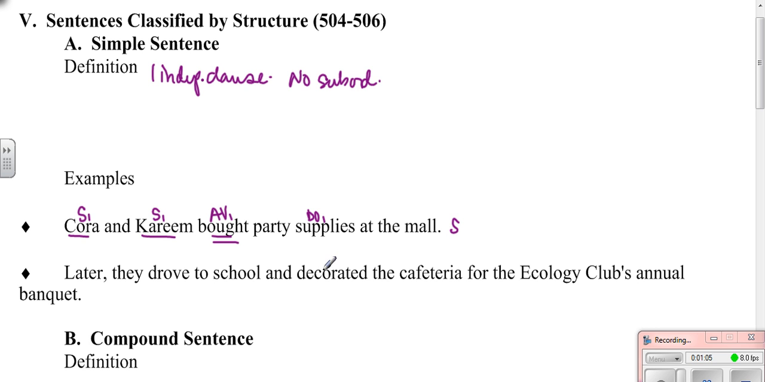Later, they drove to school and decorated the cafeteria for the Ecology Club's annual banquet. Get that prep off here. So they drove, action verb, and they decorated, action verb. Who did the driving and the decorations? They did. Again, you can have a compound verb or a compound subject, but I still have simple sentences. This and is simply combining verbs, not two independent clauses.